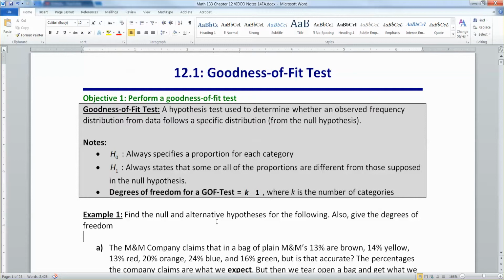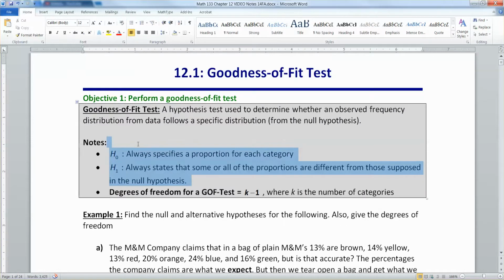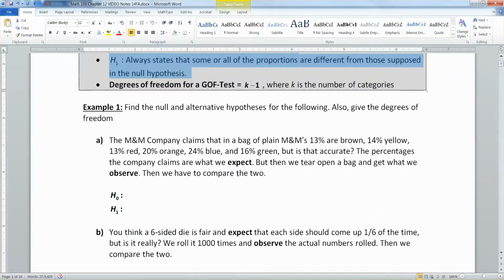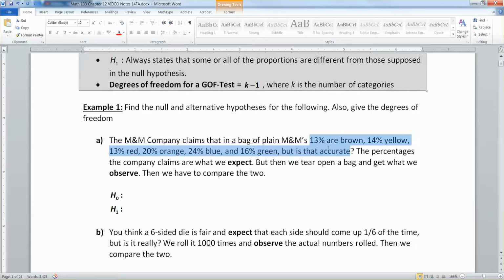All right, so let's start off by setting up the null and alternative hypotheses here because this is a bit different than what we've seen before. So let's see how this works. We want to find the null and alternative hypotheses for the following and give the degrees of freedom. Okay, so the M&M company claims that in a bag of plain M&Ms, 13% are brown, 14% yellow, 13% red, 20% orange, 24% blue, and 16% green.